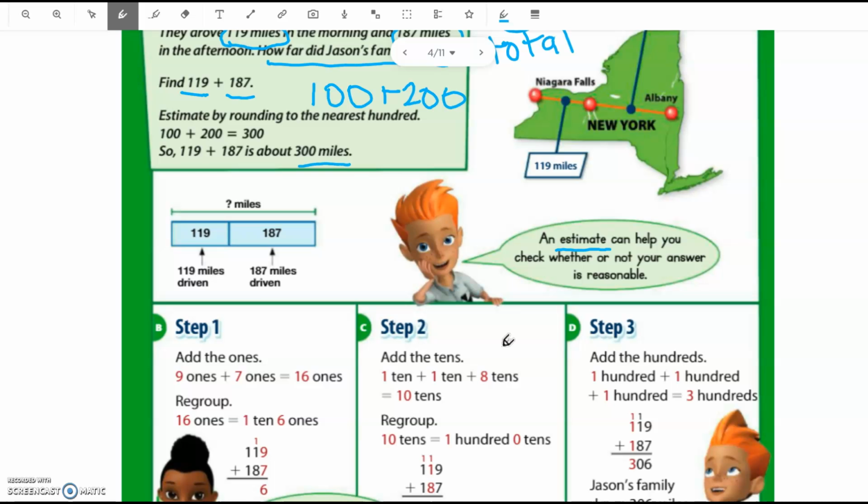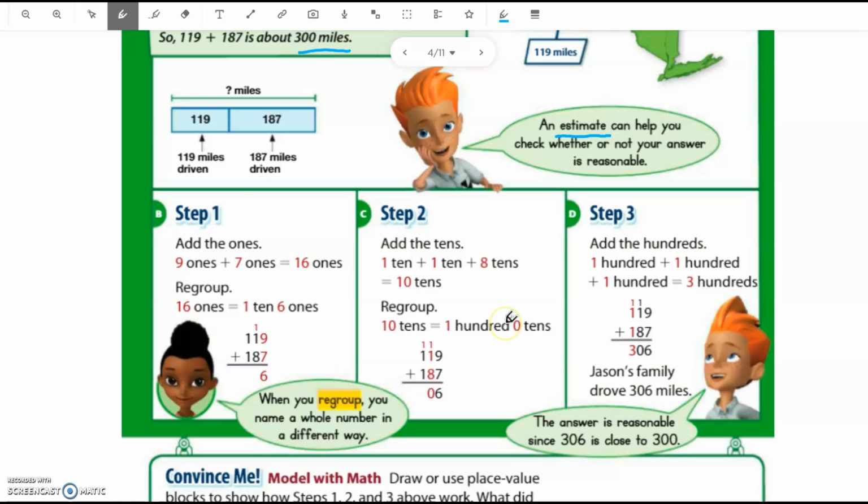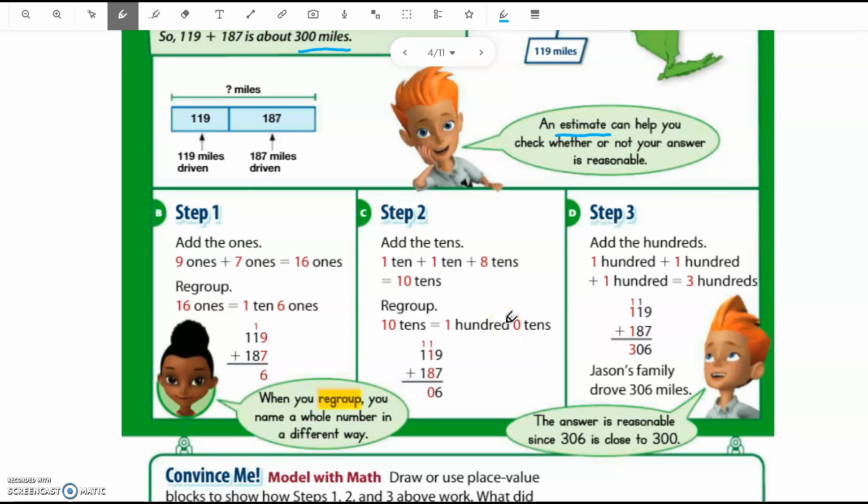So now that I have an idea of what it might be or what it's going to be close to, I can line up the place values. So 119 plus 187. Both of these numbers we call add-ins. Write that on the top. The two numbers we add together are called add-ins.